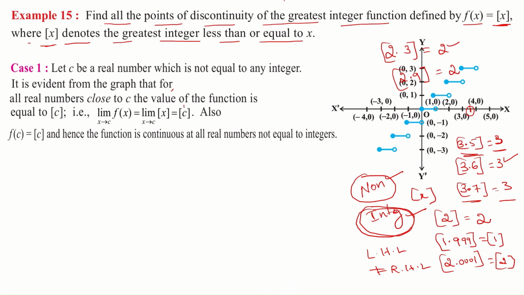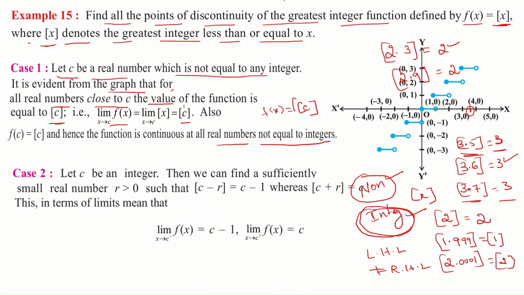Let me give the general explanation. Let c be a real number which is not equal to any integer. It is evident from the graph that for all real numbers close to c, the value of the function is equal to [c]. Therefore, the limit value is equal to [c] and the function value is also [c]. Hence the function is continuous at all numbers that are not integers.